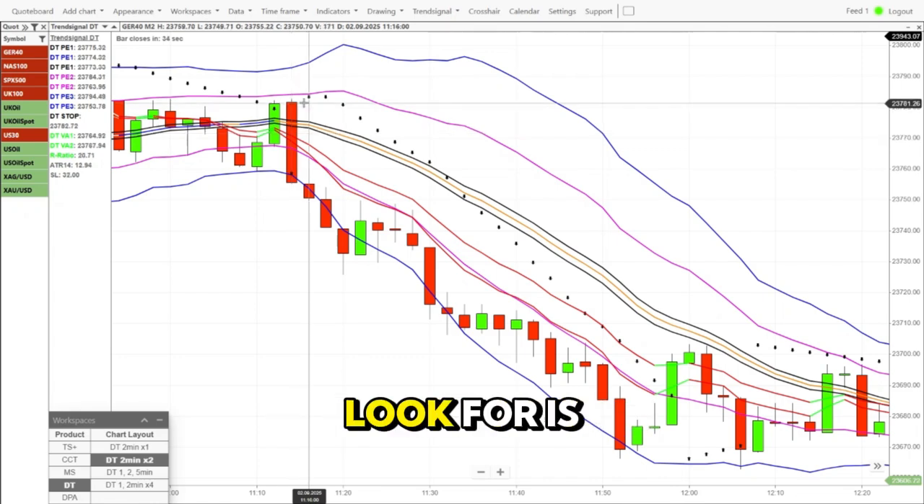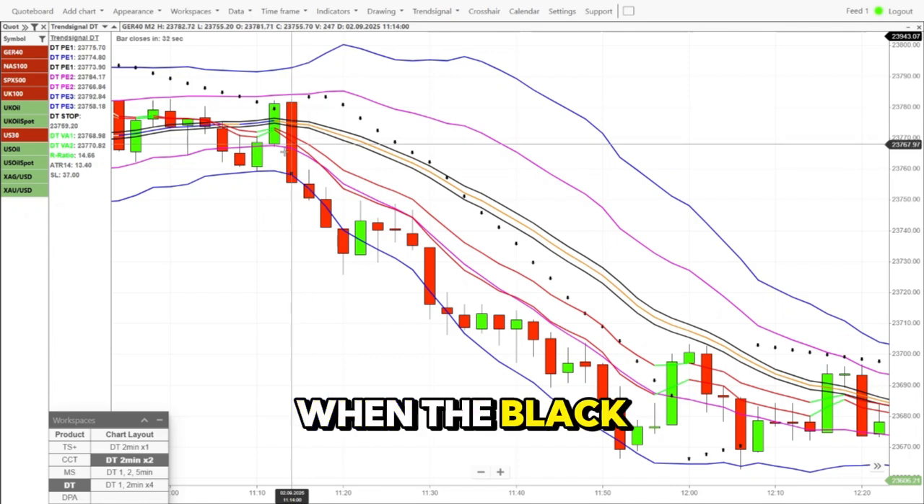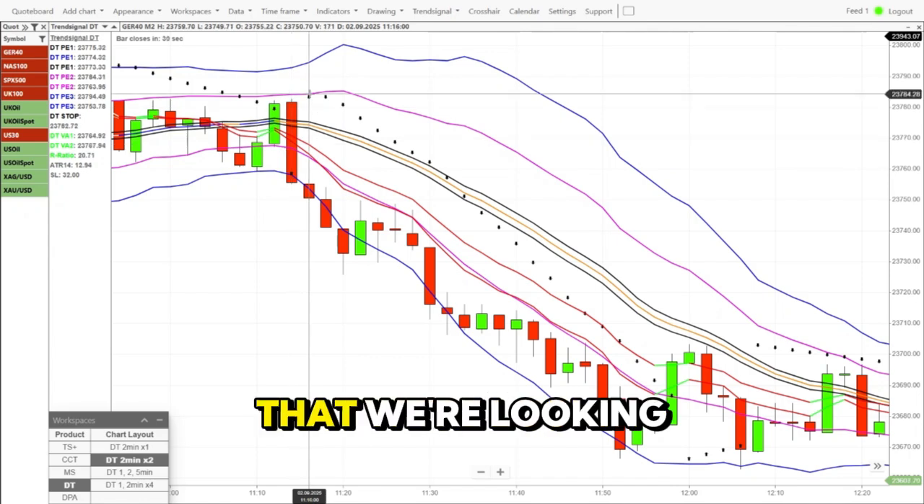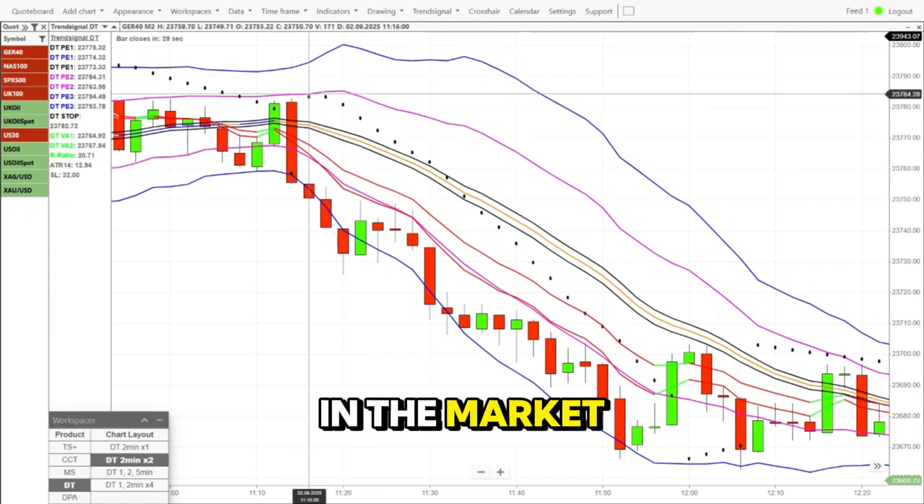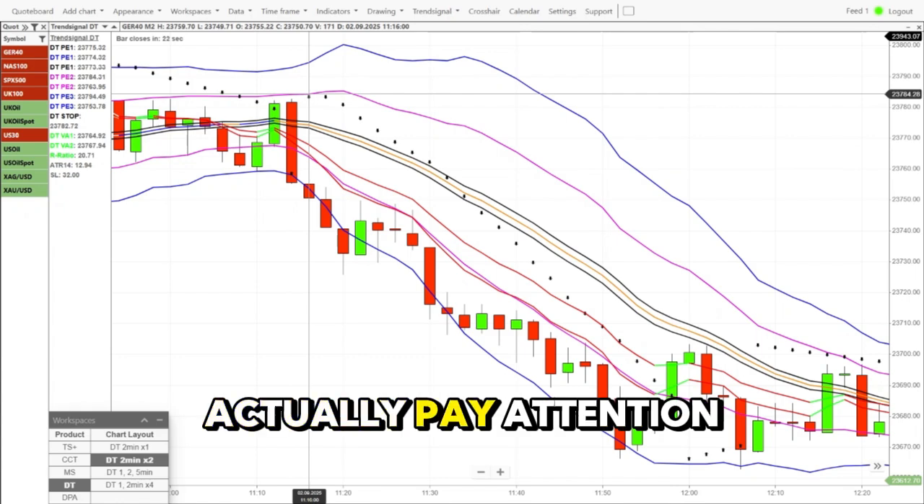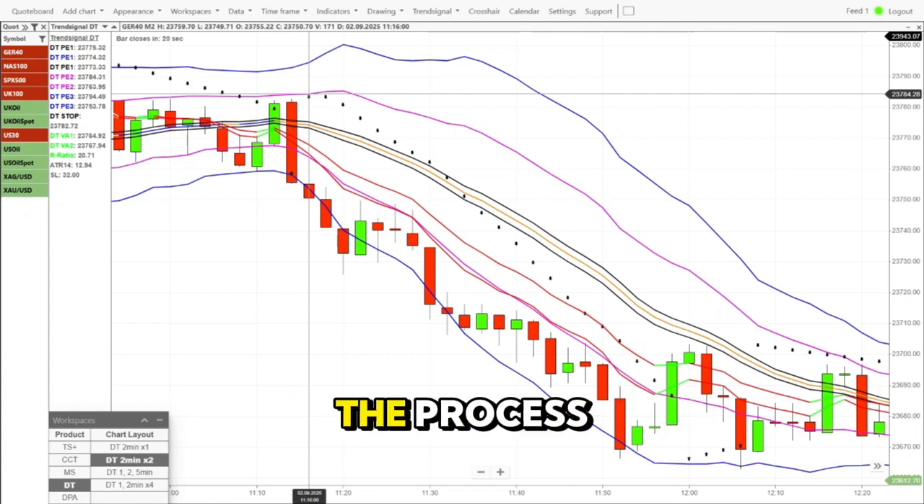So the first step we need to look for is the black arrows. When the black arrows flip over, it tells us that we're looking for a new opportunity in the market. It doesn't mean that the opportunity will be strong enough for us to take, but it means we need to switch on, pay attention, and walk through the process.